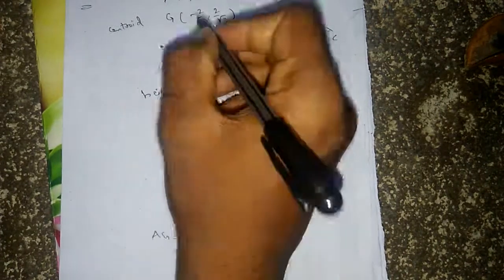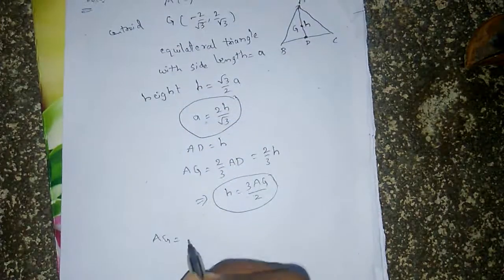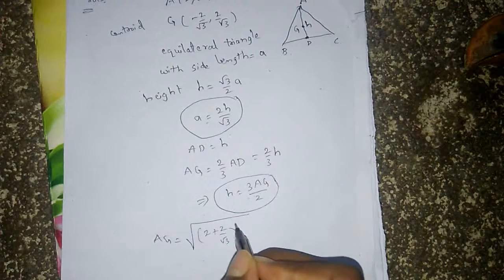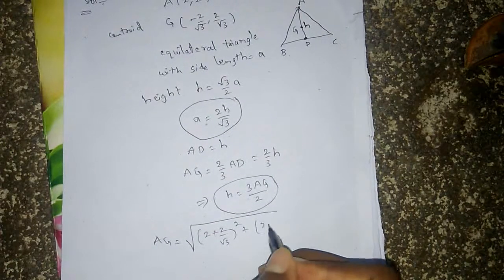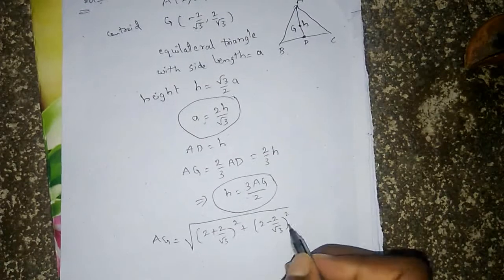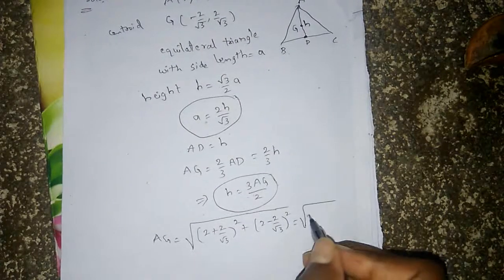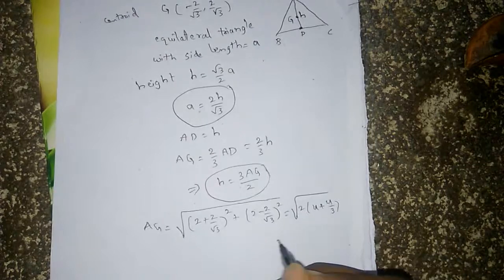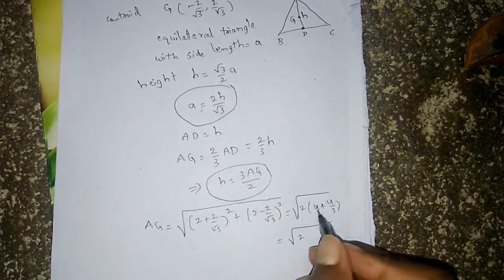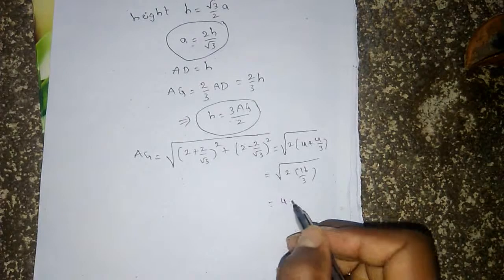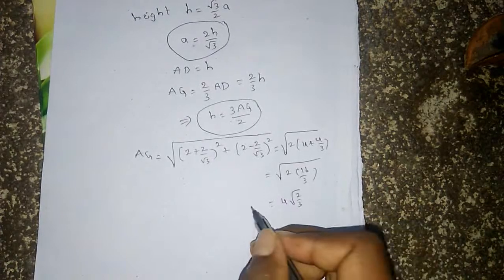AG is the square root of 2 plus 2 by root 3 whole square plus 2 minus 2 by root 3 whole square. That is a plus b whole square plus a minus b whole square, which is 2 into a square plus b square, that is 4 plus 4 by 3. 3 fours are 12, plus 4, 16 by 3. That is 4 by root 3. That is AG.